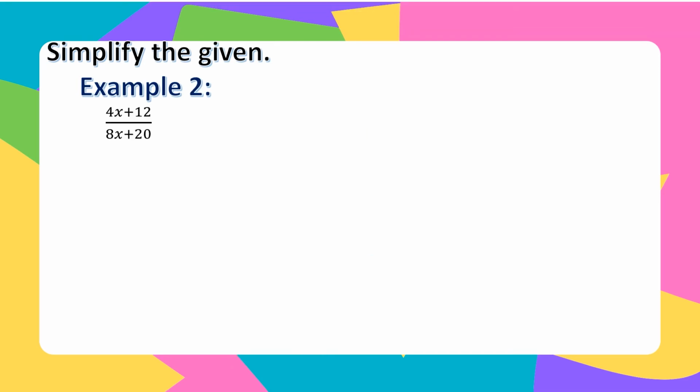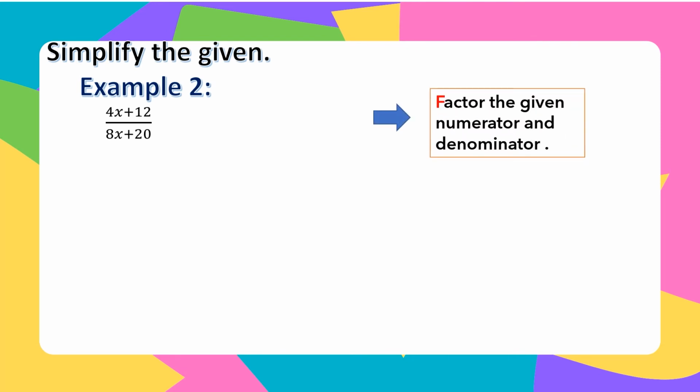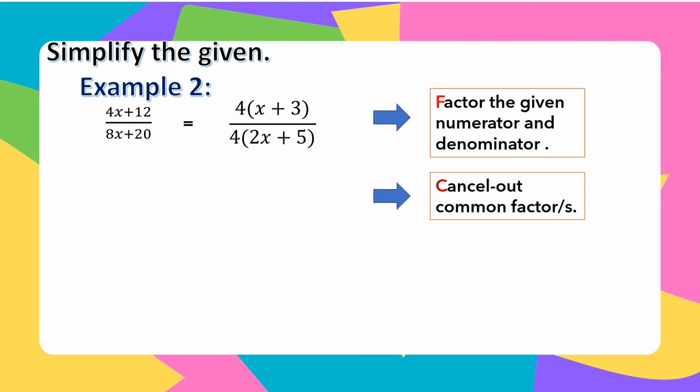Sometimes the given is not only a monomial. So for example number 2, simplify 4x plus 12 over 8x plus 20. Let us again apply the given steps. First, factor the given numerator and denominator. In the given, we are going to apply factoring common monomial factor. So the factor of 4x plus 12 is 4 quantity x plus 3. And the factor of 8x plus 20 is 4 quantity 2x plus 5.